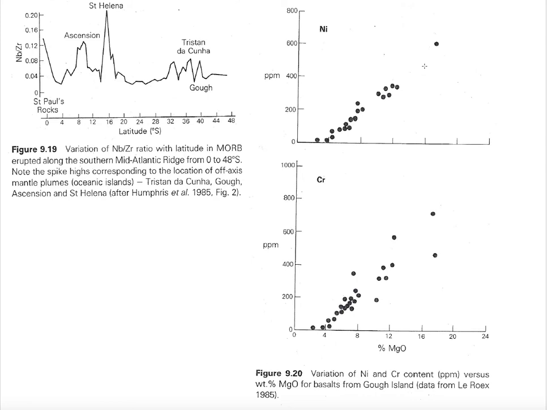And the same trend for chromium: with increasing magnesium we also have increasing chromium. And this chromium is actually located in the spinel, which we call chromite. So maybe this data are typical for a basalt which is formed at very high temperatures.